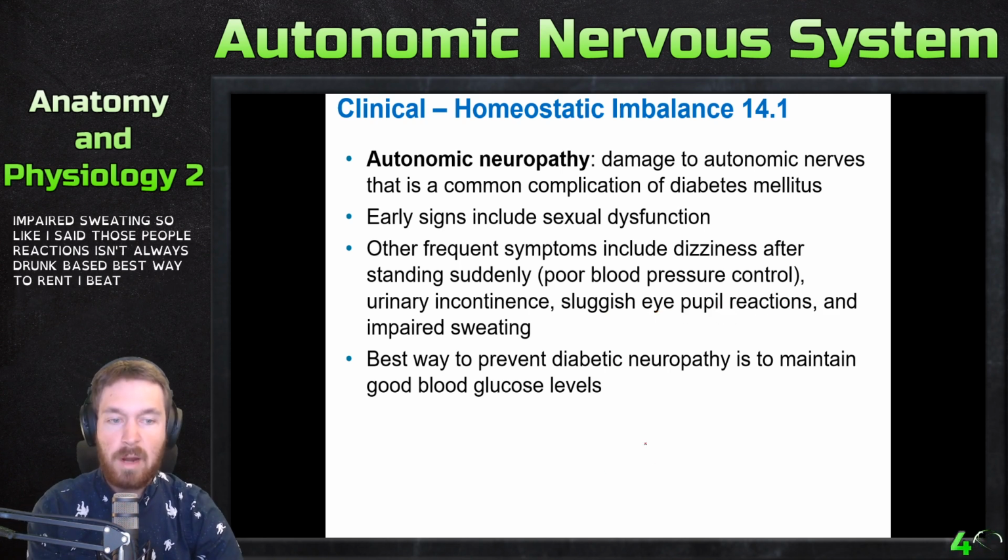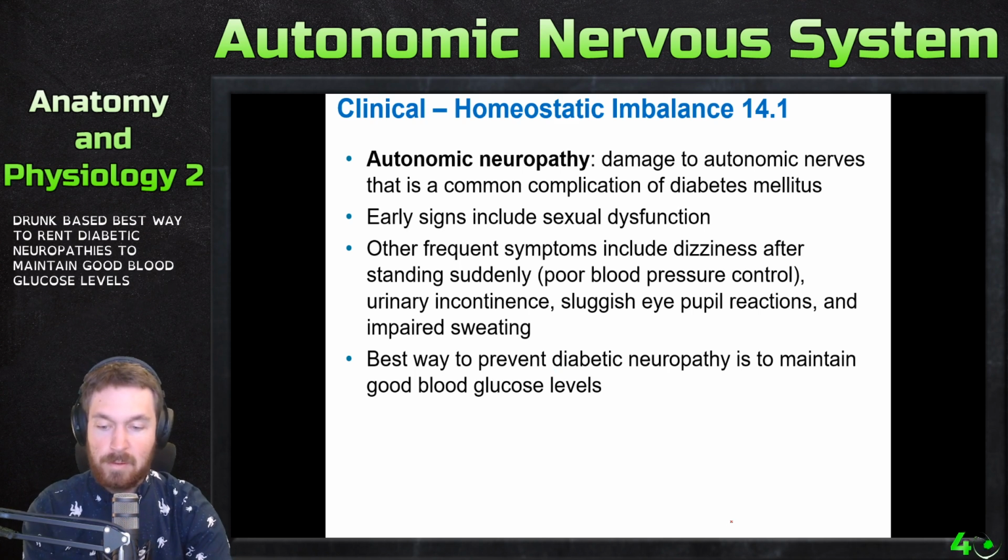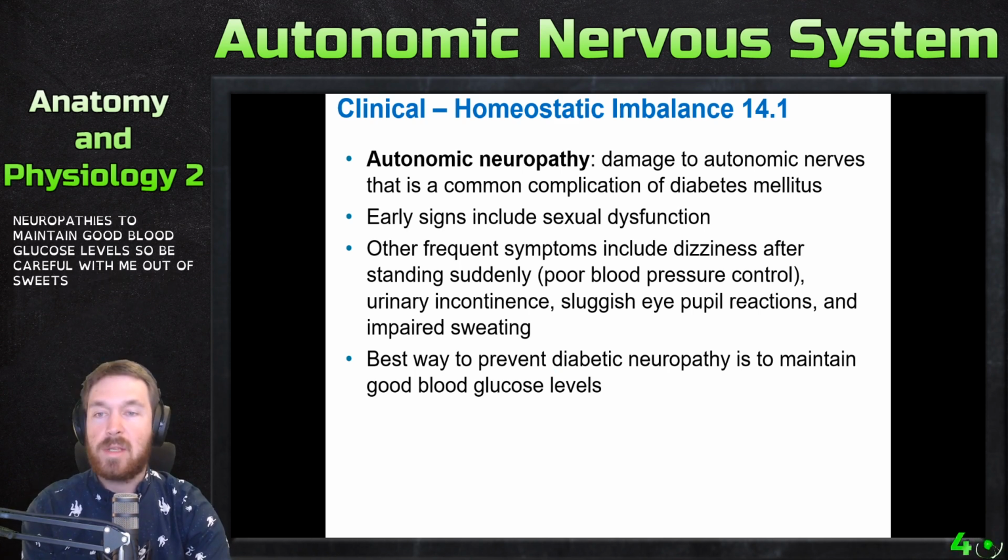The best way to prevent diabetic neuropathy is to maintain good blood glucose levels. So be careful of the amount of sweets you eat.